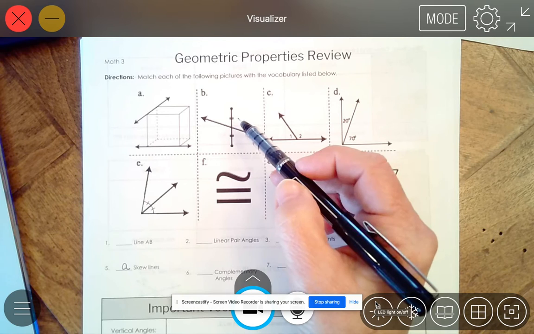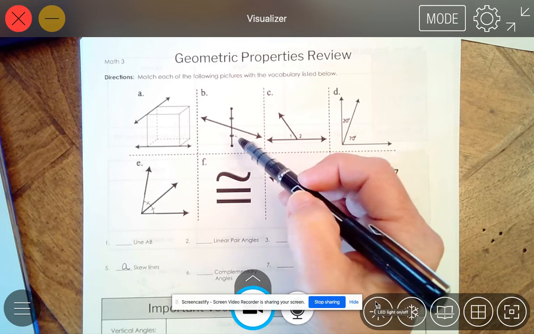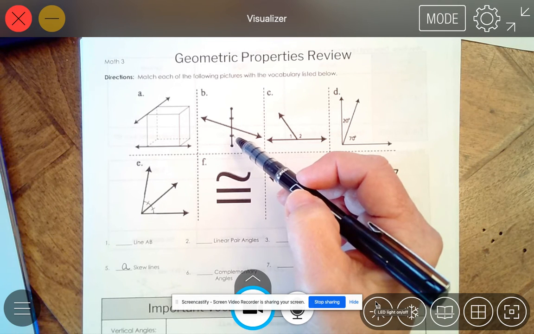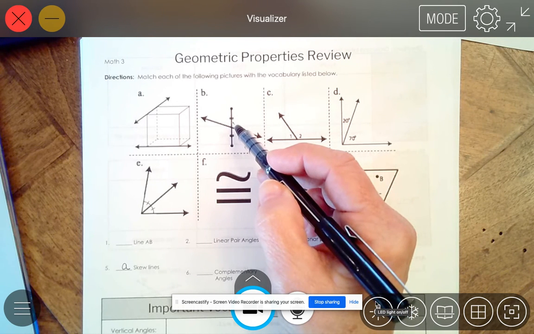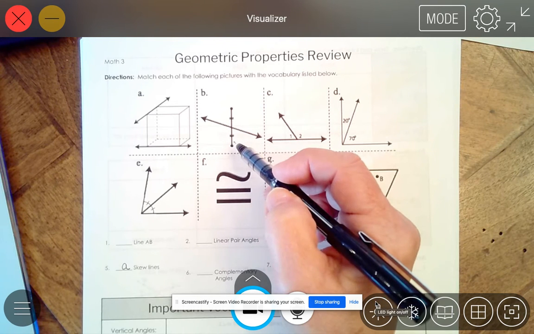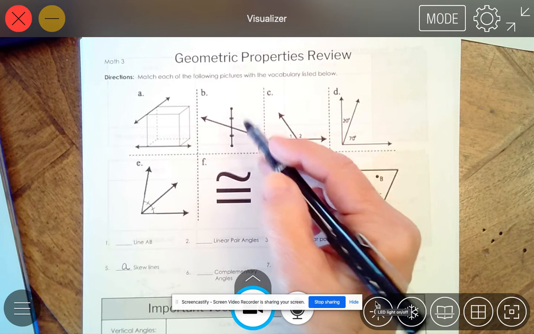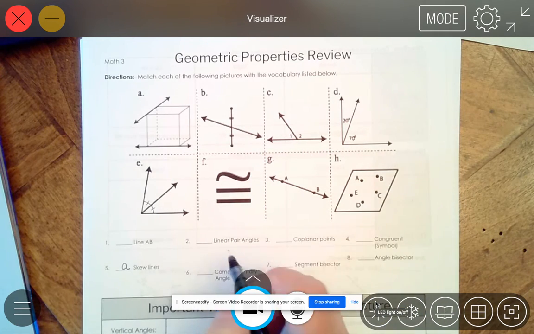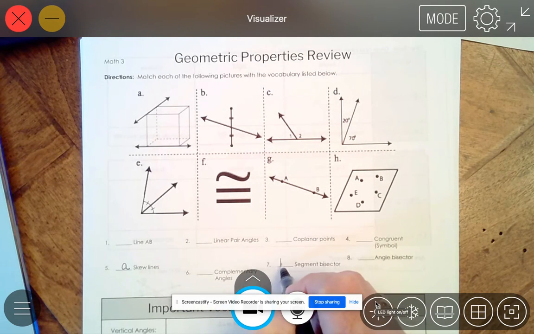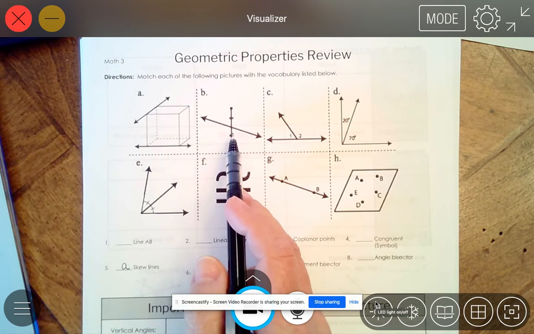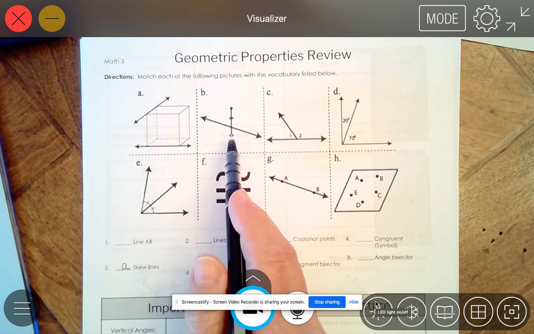Right here on B, as we can see these little tick marks right here and right here, this is called a segment bisector, because bisector means it is cutting it into two equal parts, two equal segments. Okay, so this is going to be a segment bisector down here. If we're looking right here, let's look at angle bisector. We talked about a segment bisector. It cuts it into two different parts, and that's what the tick mark means.